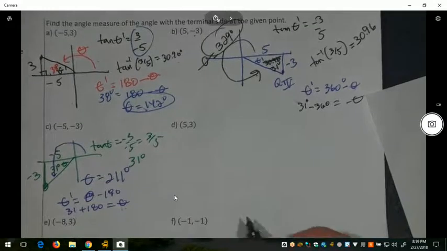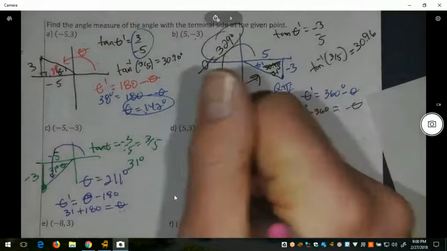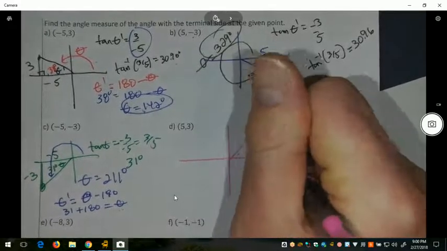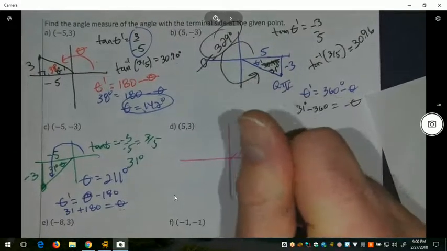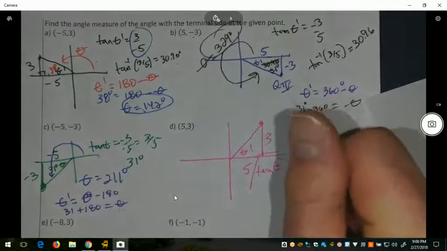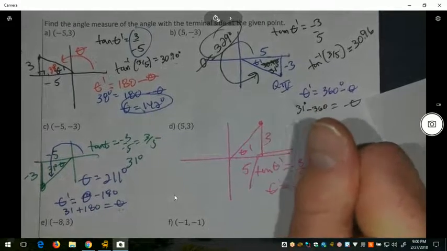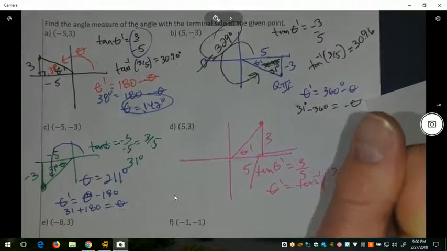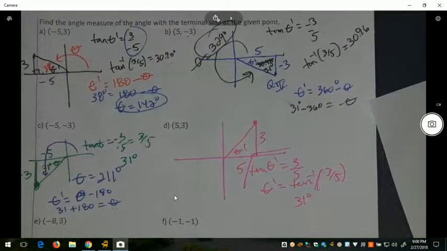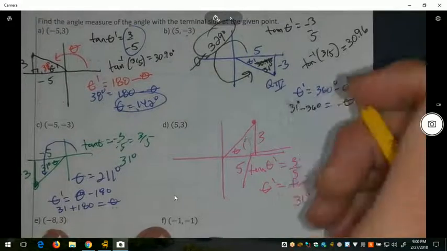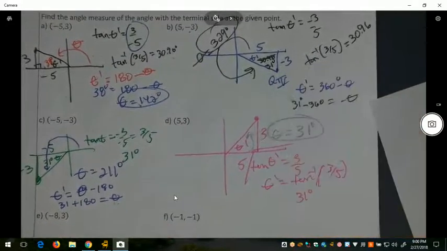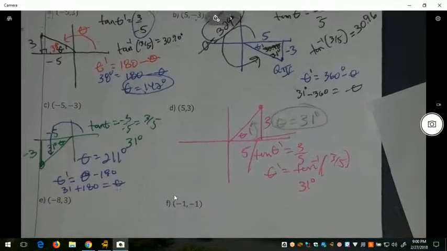Letter D, 5/3. Let's take a look at that one. Same idea. This one's in quadrant 1. So I have right 5 and up 3. Tangent of theta prime is 3/5. So theta prime is tangent inverse of 3/5, which we already know is 31 degrees. Well, we're in the quadrant we want to be in. From the x-axis to there is that value, so theta is 31 degrees. Theta is theta prime in quadrant 1.